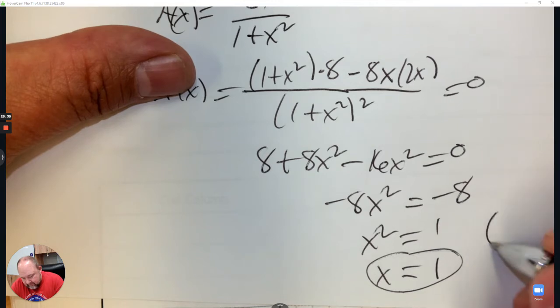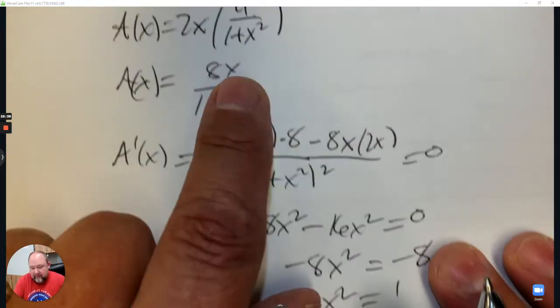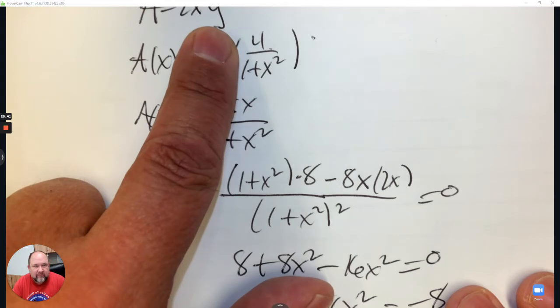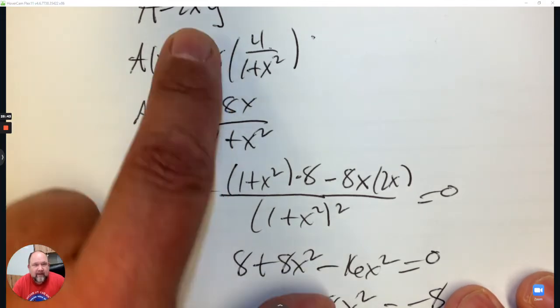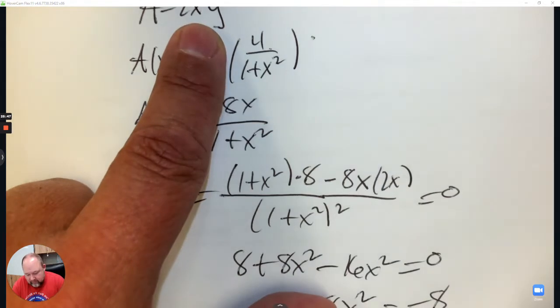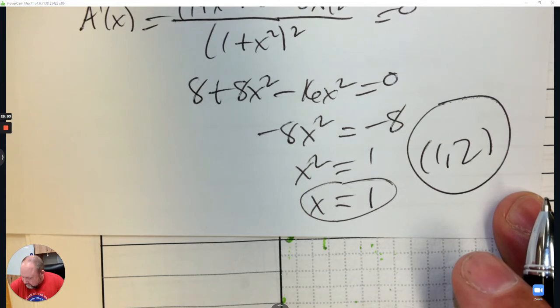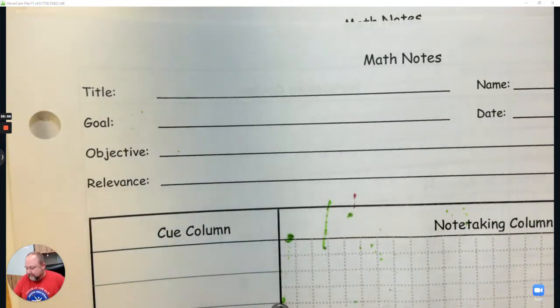So what point gives me a maximum area? X is 1. If I plug 1 back into the function, that's the function right there for the y coordinate. If I plug 1 in here, 1 plus 1 is 2, 4 divided by 2. So that point, 1, 2, produces a maximum rectangle. Last one, number 49.